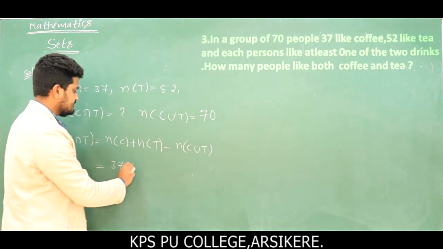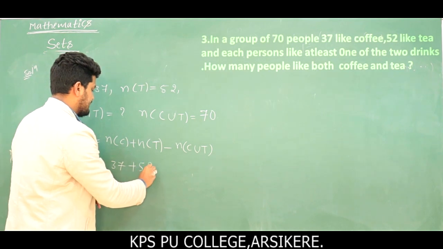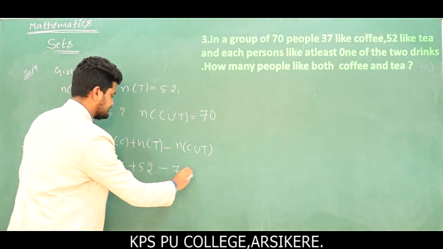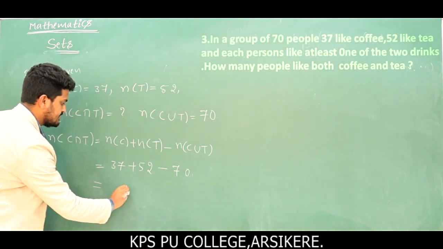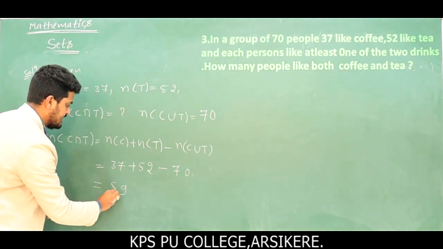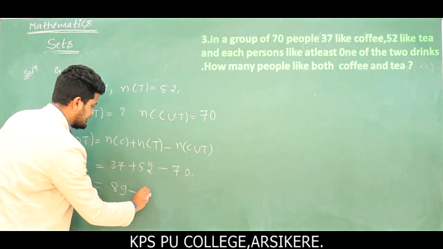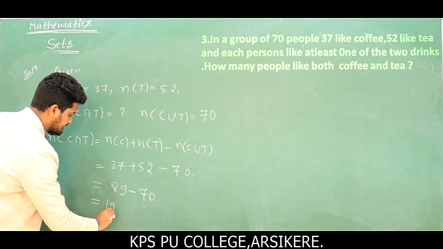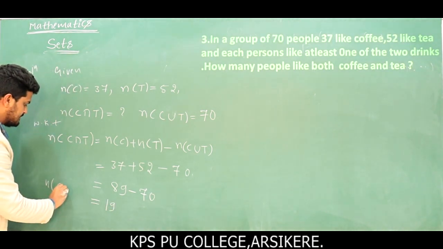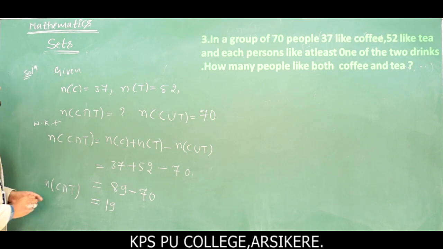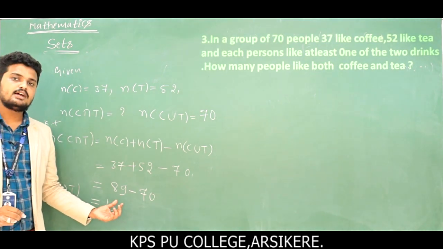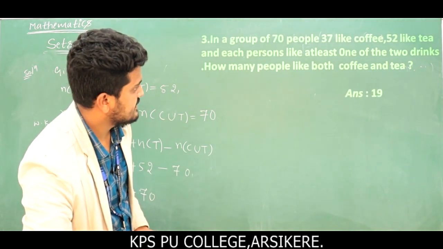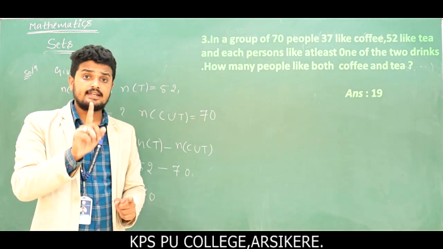37 plus 52 minus 70, which is equal to 89 minus 70, which is 19. The people who like both coffee and tea is equal to 19. Okay. So the answer is 19. Both is nothing but intersection.